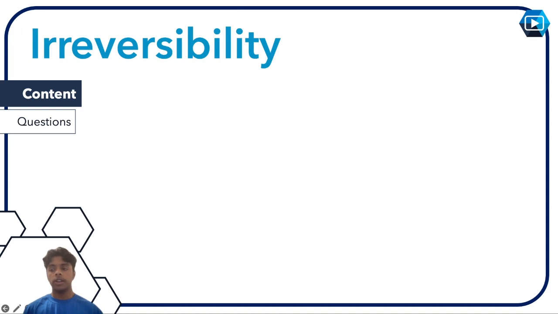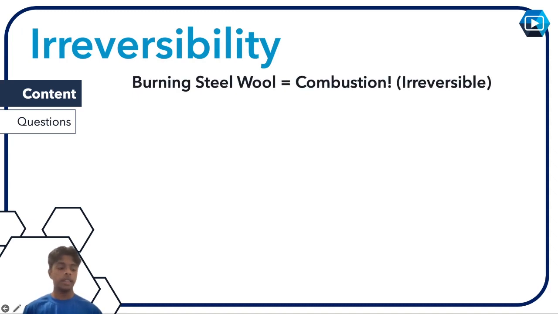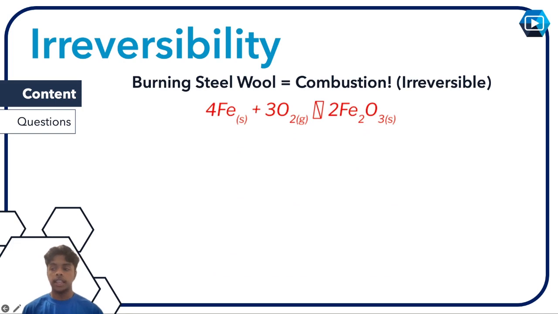All right, so now let's look at our second irreversible reaction, which is going to be burning steel wool. Again, similar concepts are applied. It's a combustion reaction and therefore it's irreversible. So in this case, the chemical equation is going to be 4Fe plus 3O2 turns into 2Fe2O3.